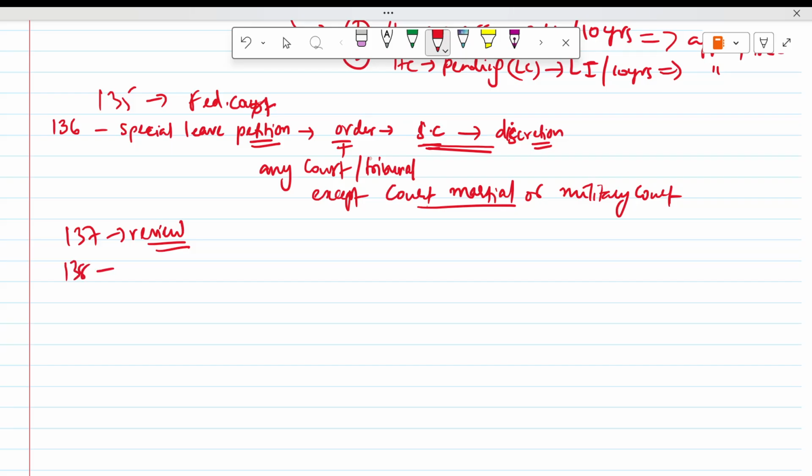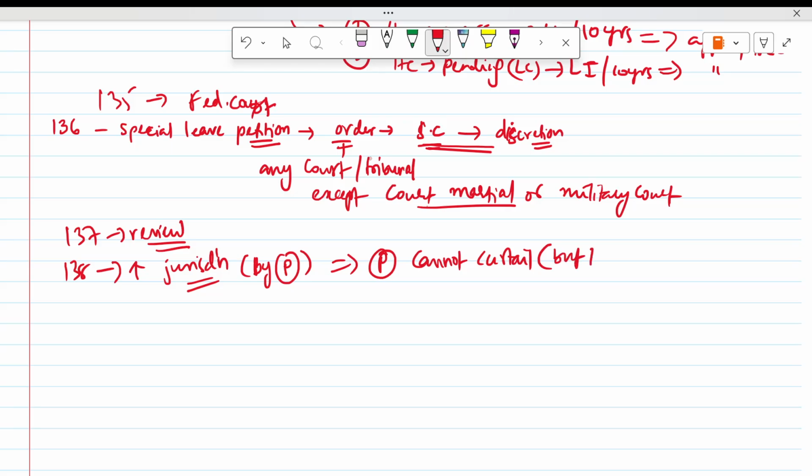138, enlargement of the jurisdiction. Jurisdiction can be enlarged. How? By Parliament. You remember, Parliament cannot curtail but can increase the jurisdiction of the Supreme Court. Parliament cannot reduce the jurisdiction of the Supreme Court. If it wants, it can give more powers, more jurisdiction to the Supreme Court. That is there. And then 139, writs.